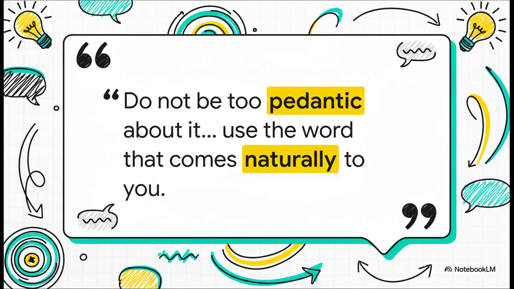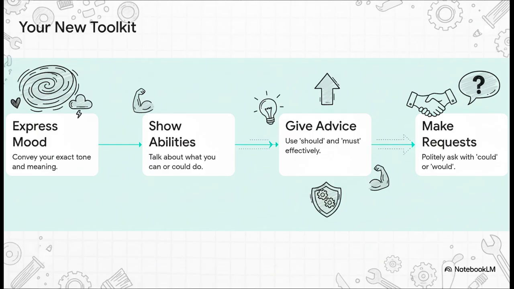The real goal is just to communicate. Use the word that feels right and sounds natural to you. It's okay. So let's just pull this all together. What you have now isn't just a list of grammar rules. It's a brand new confidence tool. You can use these verbs to show your mood, talk about your skills, give advice with the perfect amount of strength, and make really polite requests.